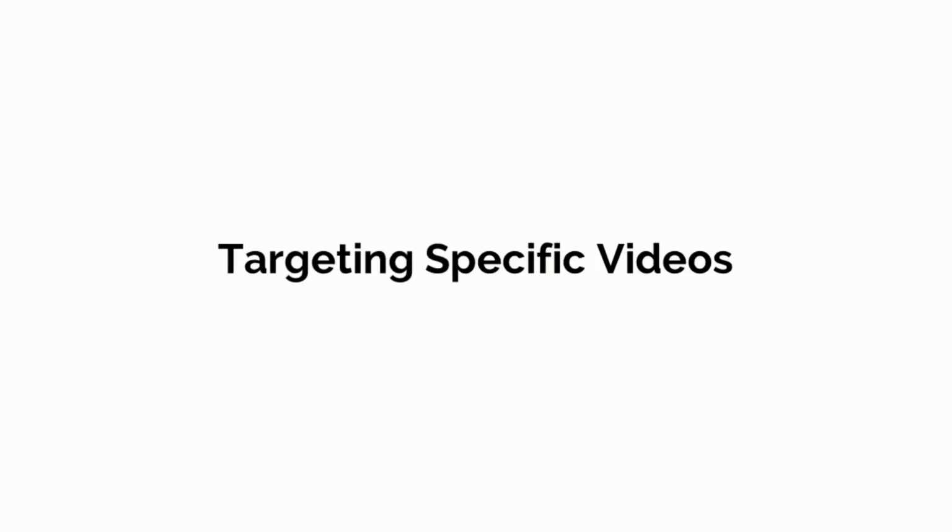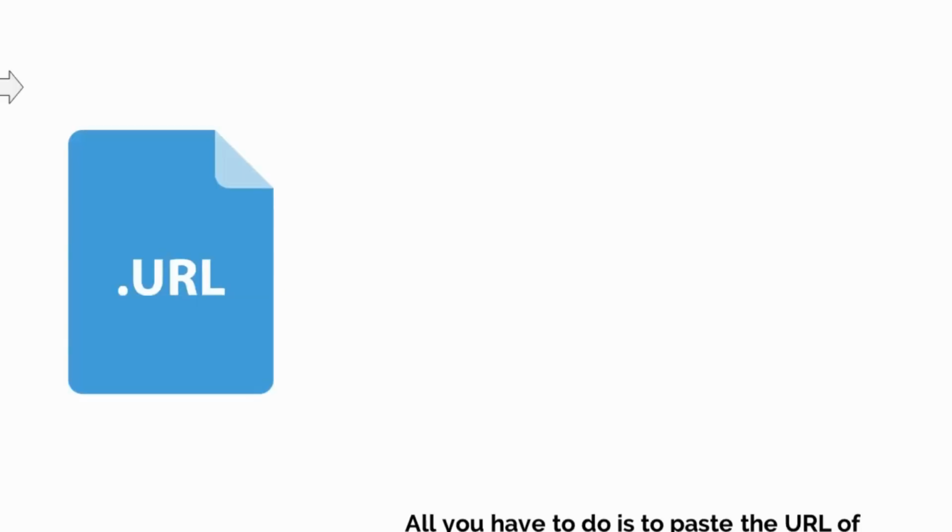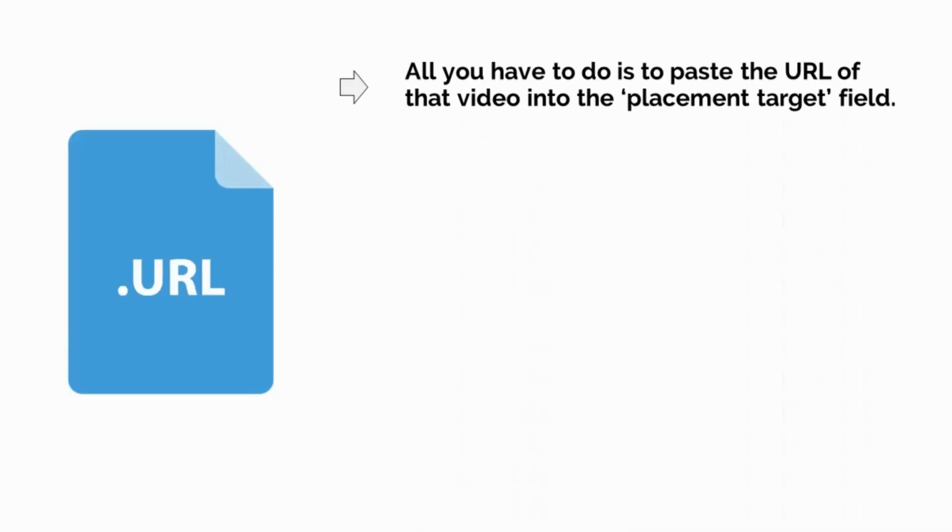Again, there could be some crossover in the demographics here. Did you know that you can also target a specific YouTube video? If you found content created by another user that you think is absolutely perfectly related to your subject matter, then you could use their video as a springboard to support your brand and your campaign. All you have to do is paste the URL of that video into the placement target field.